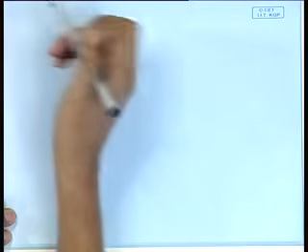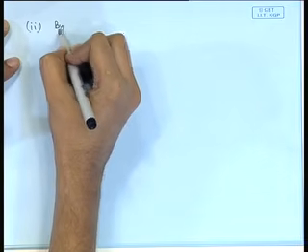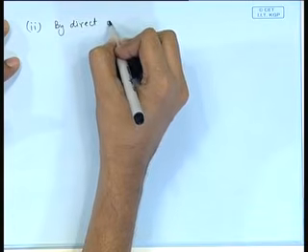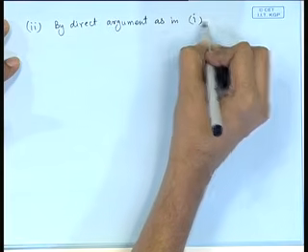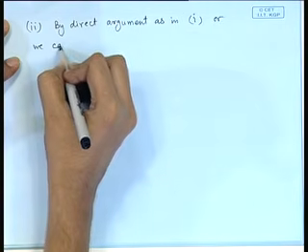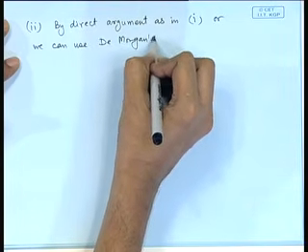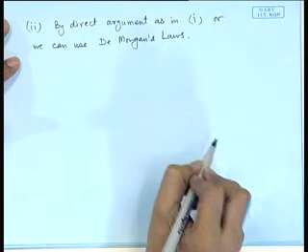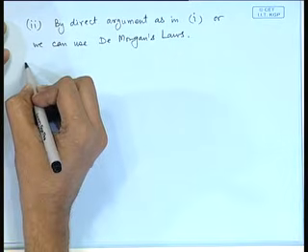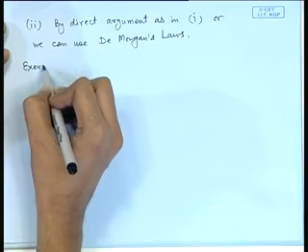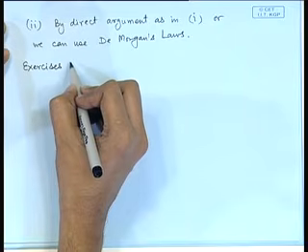The proof of the second statement can be given by a direct argument, as in 1, or we can use De Morgan's laws. Let me state as exercises a few more results which are related to the limit of the sequence of the sets.